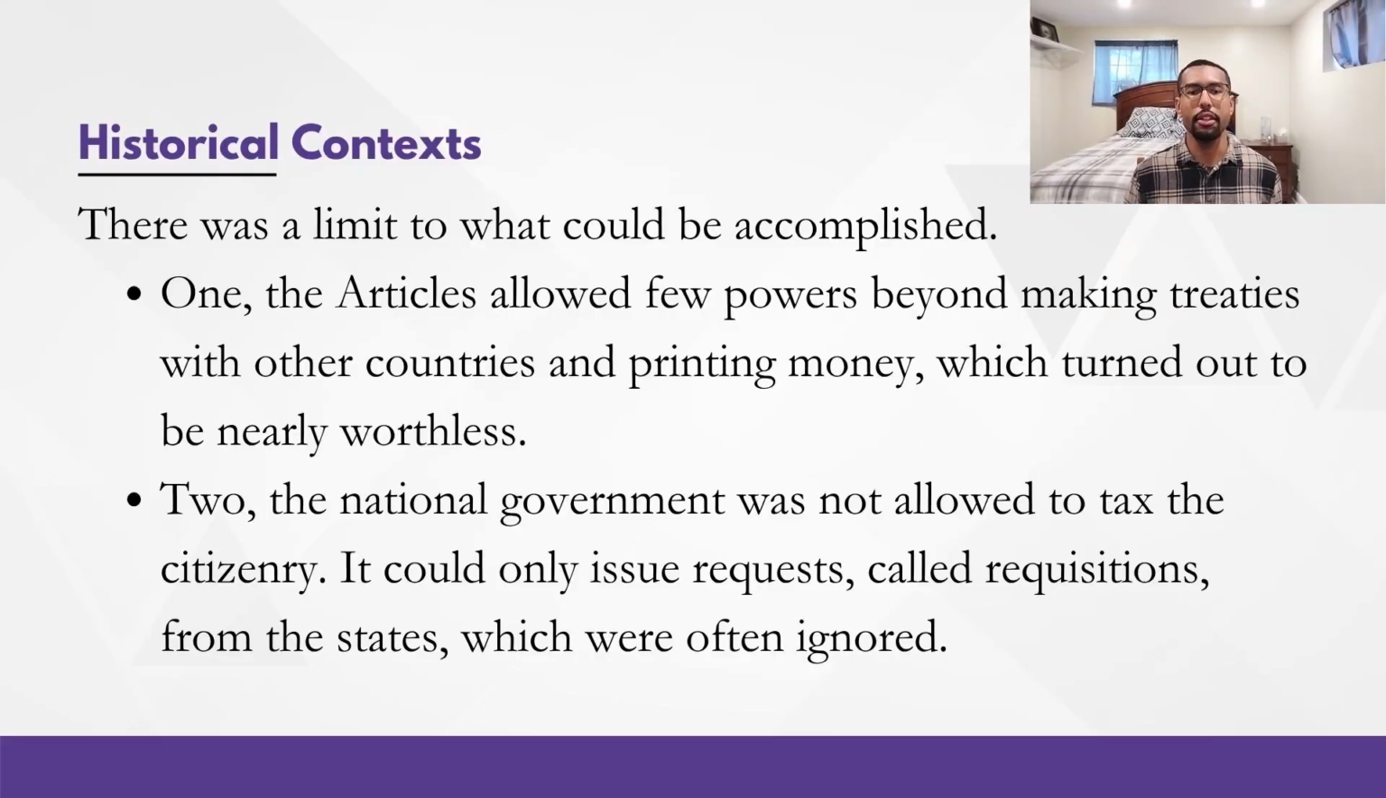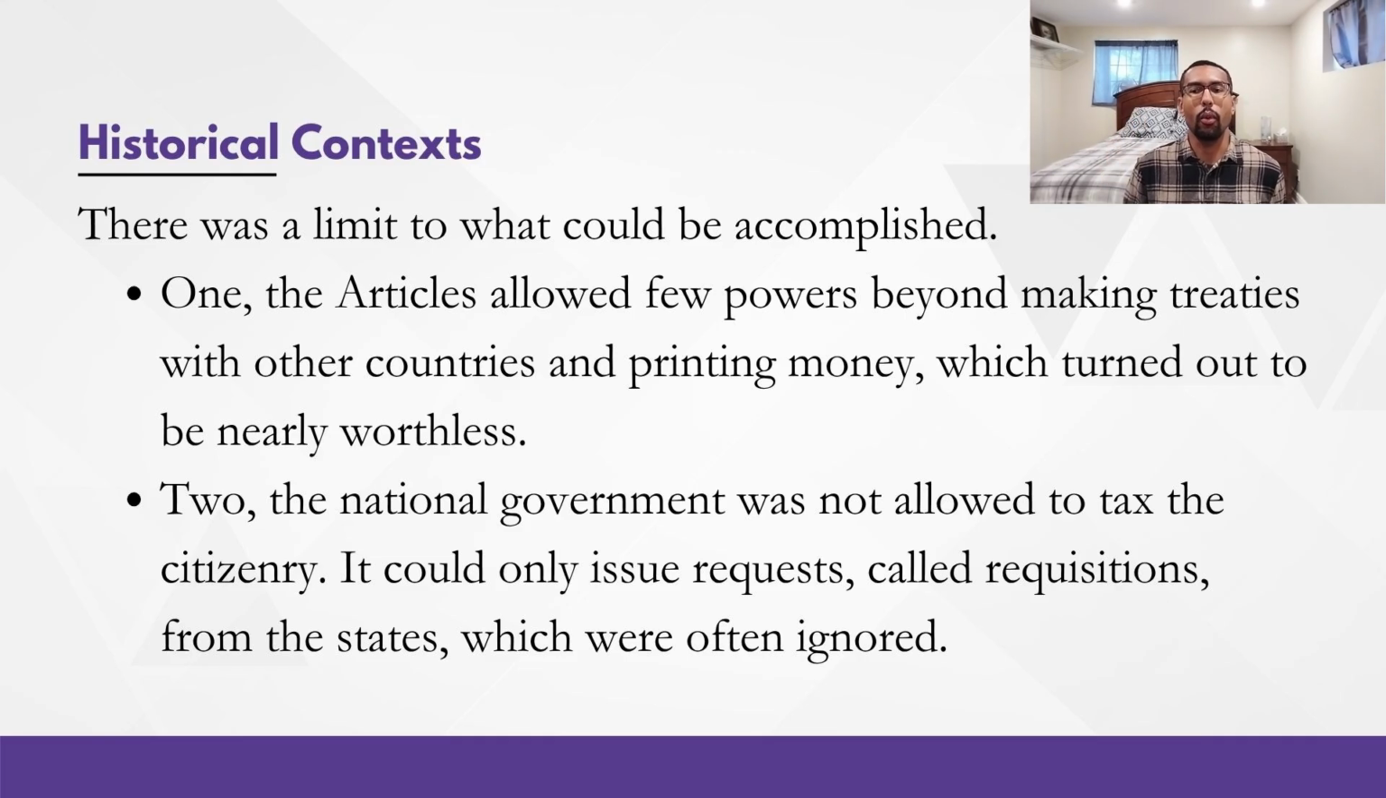Every state was allotted one vote in this Congress, regardless of population. But the delegates often did not show up, and when they did, they spent much of their time bickering, after which they went home empty-handed and frustrated. There was a limit to what could be accomplished. One, the articles allowed few powers beyond making treaties with other countries and printing money, which turned out to be nearly worthless. Two, the national government was not allowed to tax the citizenry.